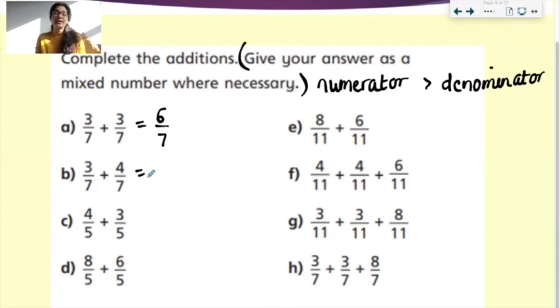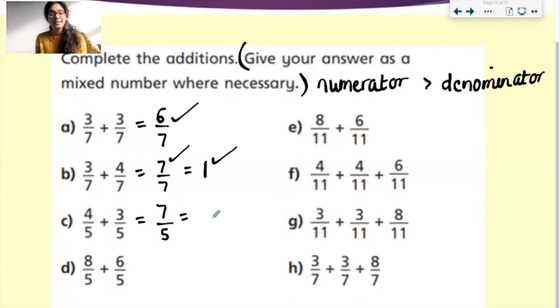Question B, 3/7 plus 4/7 is equal to 7/7. And that's equivalent to 7 divided by 7, which is 1. So you could either write 7 out of 7, or you could write 1. Let's take 6/7 as well. Question C, 4/5 plus 3/5 is equal to 7/5. And as a mixed number fraction, that would be 1 2/5. So well done if you got those.